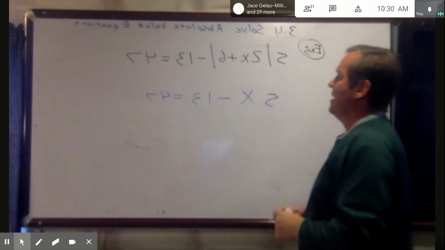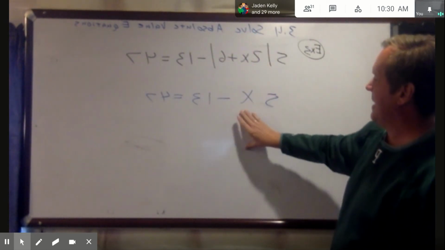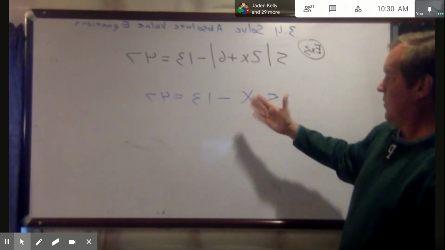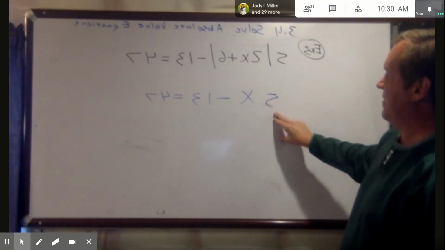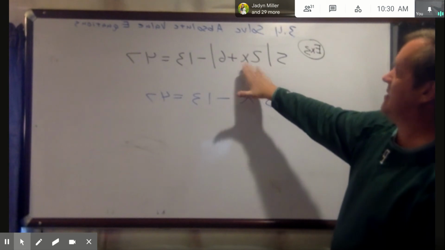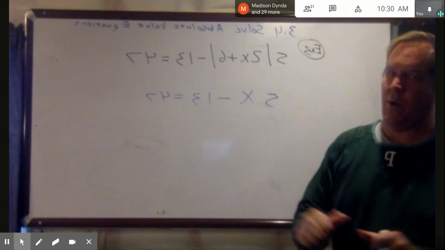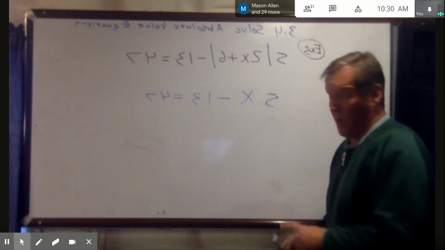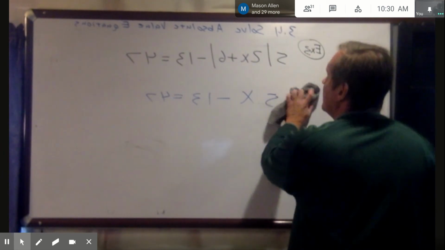Don't write this down. Ask yourself, what would I need to do to get this absolute value by itself as if this were an x? Well, most are going to go, okay, we'll add 13 to both sides, then we'll divide by 5. That's what we're going to do up here to simplify it. And after we've done that, then we break it into two equations.